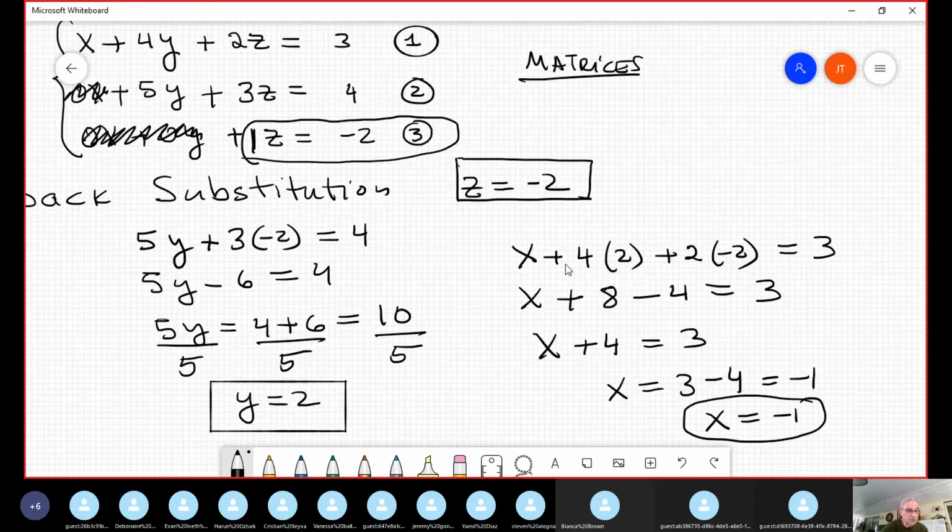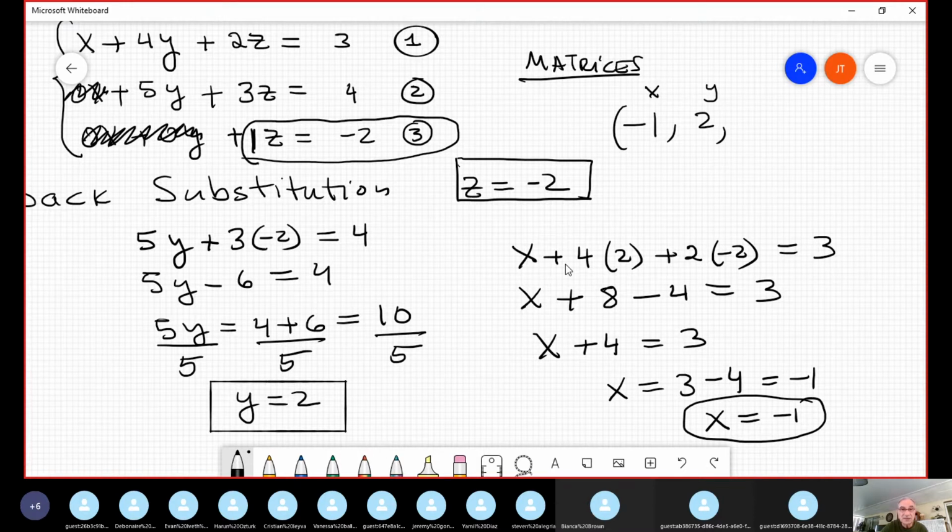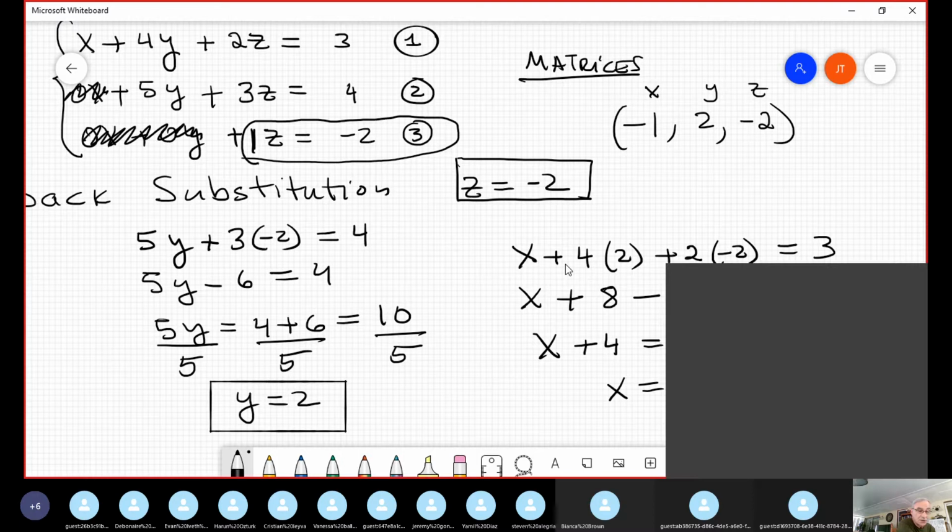Then, what is the final answer? The final answer is the ordered triple: negative 1 is the x value, comma, y is 2, and z is negative 2. And this is the final answer. In this case, it corresponds with the option. Option A.